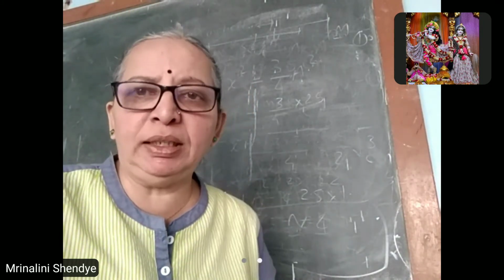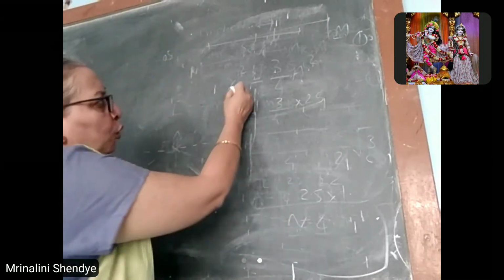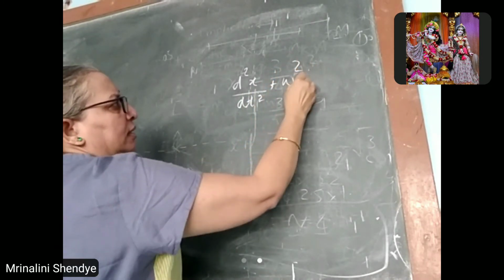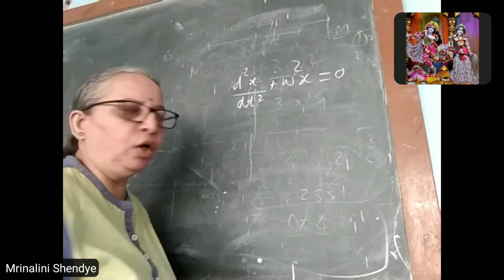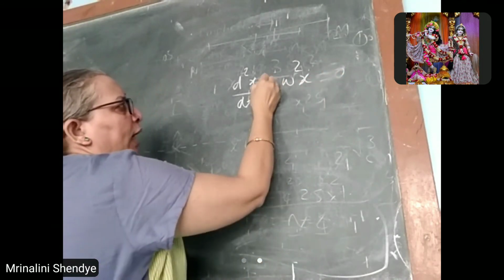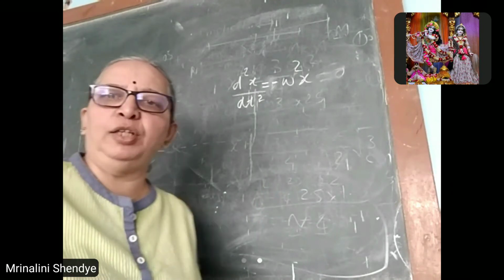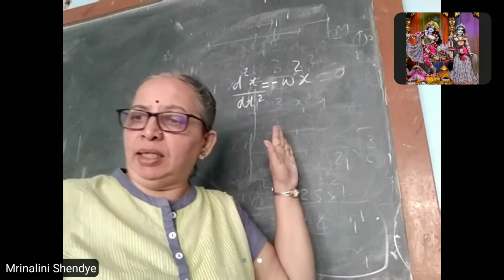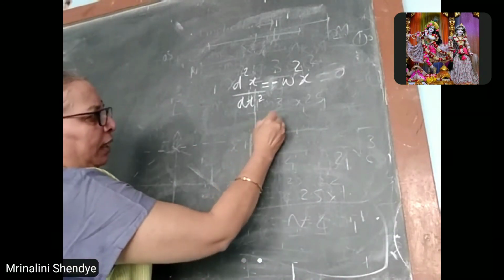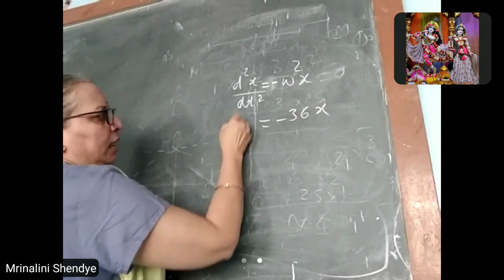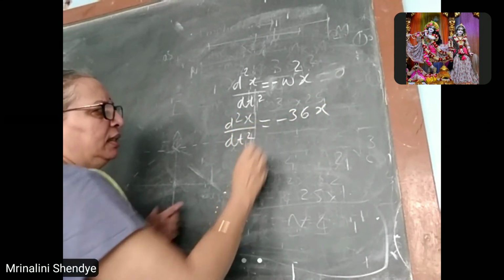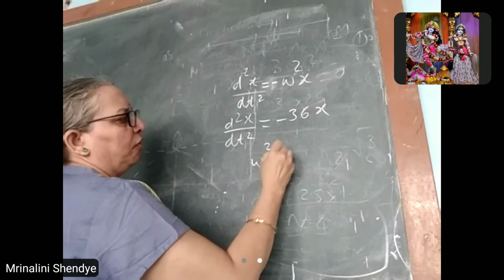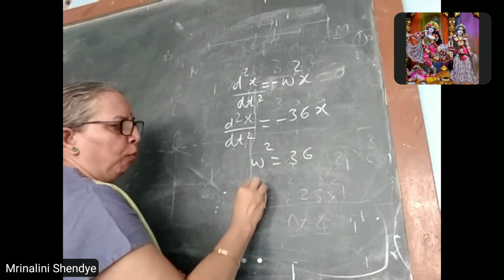What is general expression for differential equation? d2x/dt square plus omega square x is equal to 0. So if you rearrange, you will get d2x/dt square is minus omega square x. This will be your first step. You compare the general expression with the given expression. Given expression क्या है? 36x. d2x/dt square is 36x. So you comparing this with general expression, you can write omega square as 36. So omega will be 6.